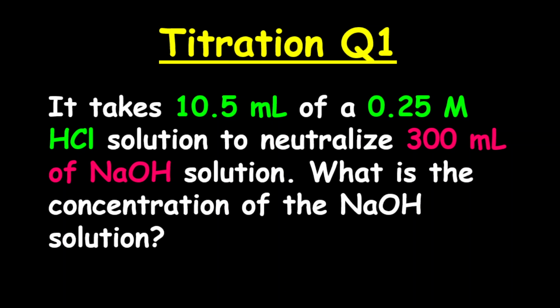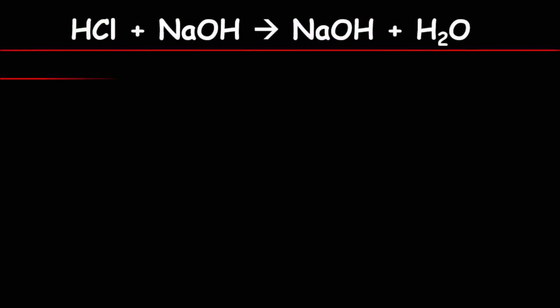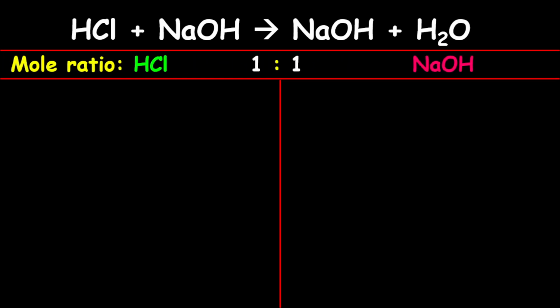Now, the first thing you want to do is to have a balanced chemical equation. From the balanced chemical equation, you should determine your molar ratio between the hydrochloric acid and the sodium hydroxide. Based on this equation, the molar ratio is 1:1.